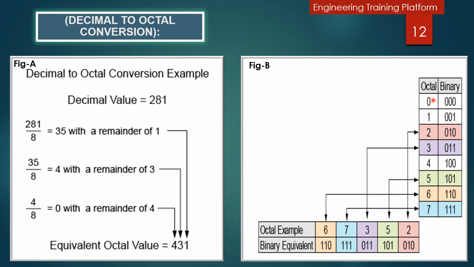If we know the octal values with the binary conversion, then it is very easy to convert from an octal to a binary number. You can see here in the example 67352 to convert into the binary equivalent. For the 6 you can see 110, the 7 is 111, 3 is 011, 5 is 101, and 2 is 010. By this we can convert values from octal to binary.